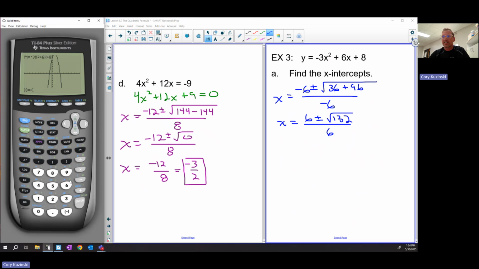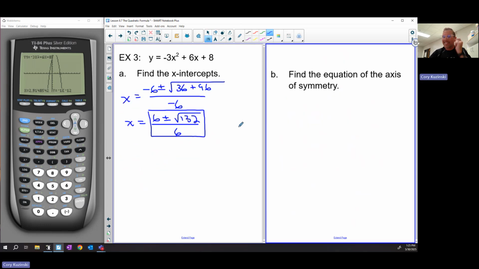Let's go parentheses 6 plus the square root of 132. You got to do parentheses to end your square root, parentheses to end your numerator, divided by 6. I don't think you can use the fraction function of your calculator here. Let's hit enter. Hey, that's the other root. That's practically 0. Remember that, the calculator messes up sometimes. But those are the roots right there.